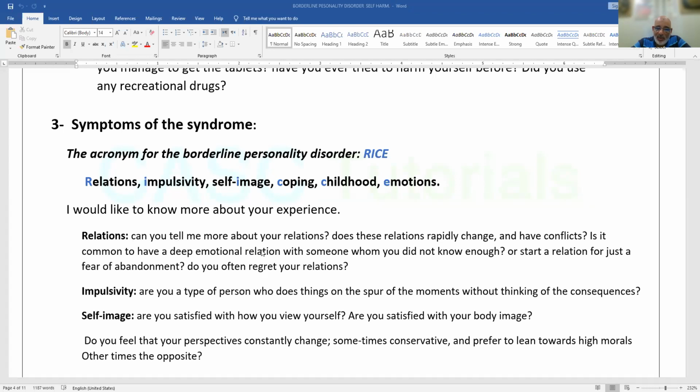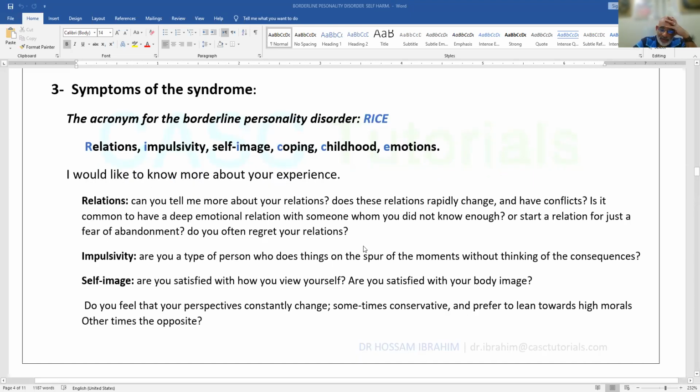So the first thing you should start at this station is talk with her about her relations. Tell me more about your relations. Do these relations start rapidly and change rapidly and have conflicts? Is it common to have a deep emotional relation with someone whom you did not know enough? Do you start a relation just for the fear of abandonment? Do you often regret these relations?